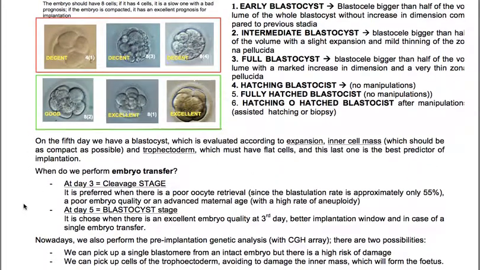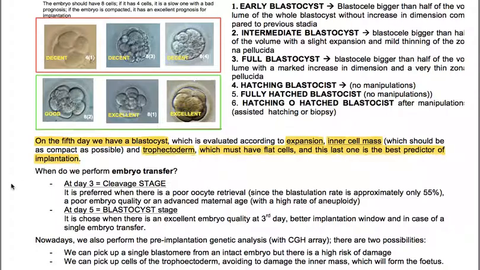On the fifth day, we have a blastocyst, which is evaluated according to three parameters: expansion, inner cell mass, which should be as compact as possible, and trophectoderm, which must have flat cells. And this is the best predictor of implantation.